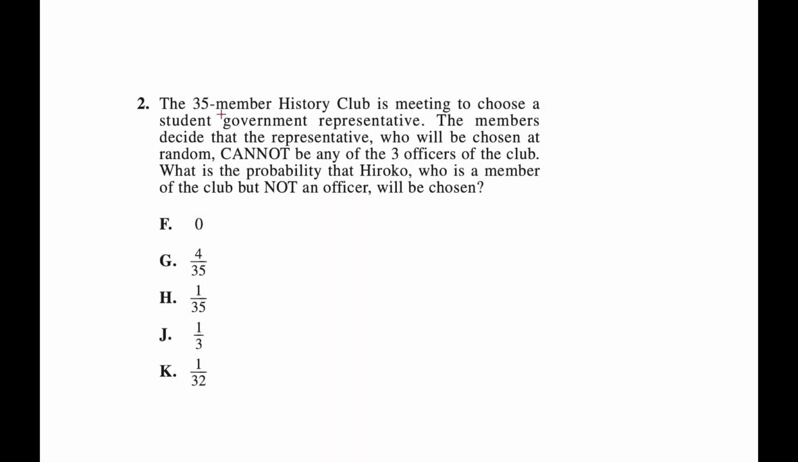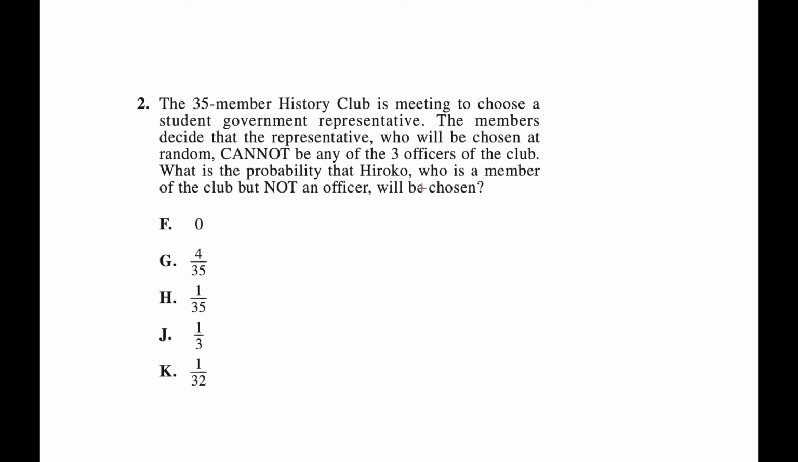Question 2 says that the 35-member History Club is meeting to choose a student government representative. The members decide that the representative, who will be chosen at random, cannot be any of the 3 officers of the club. What is the probability that Hiroko, who is a member of the club but not an officer, will be chosen?